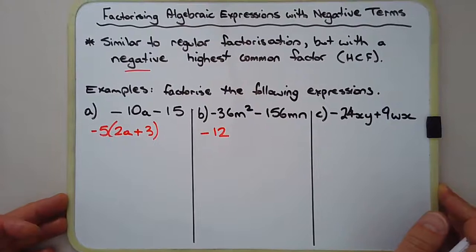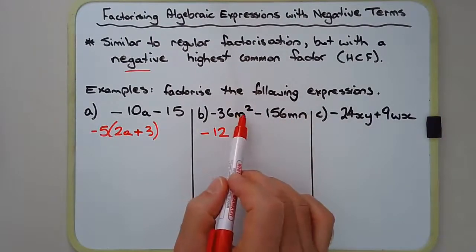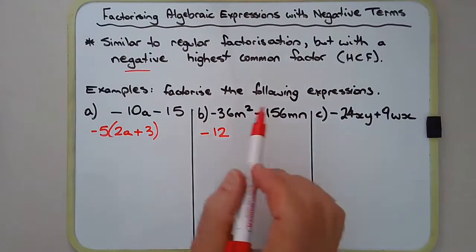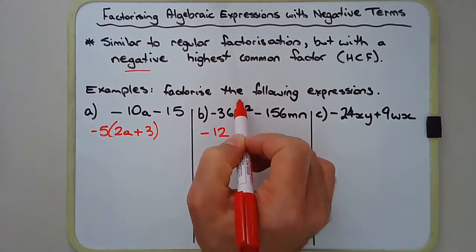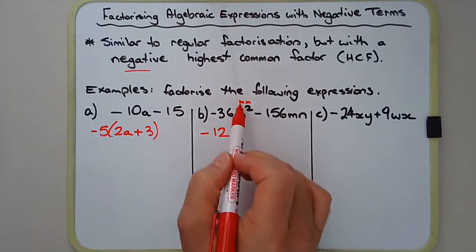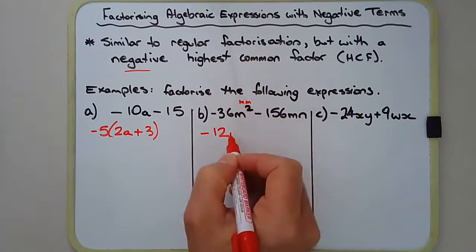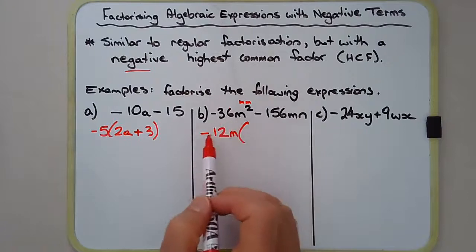What about the pronumerals? Anything in common? There's an n there, there's no n here, so that's gone. M squared and m. Remember that m squared is the same as mm. So there's two m's here, one m there, we can take out an m. Now let's do the division.